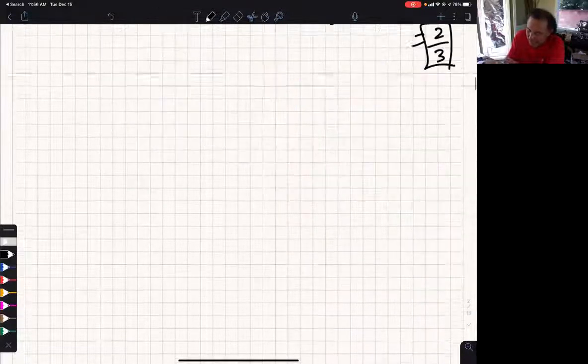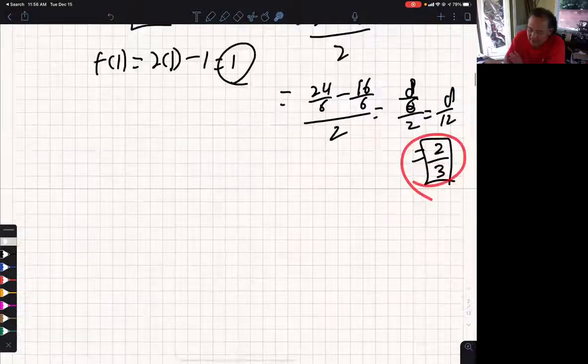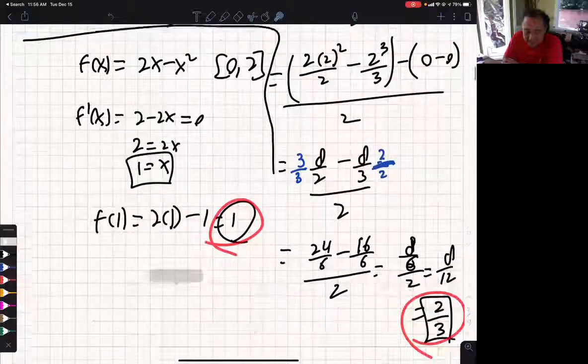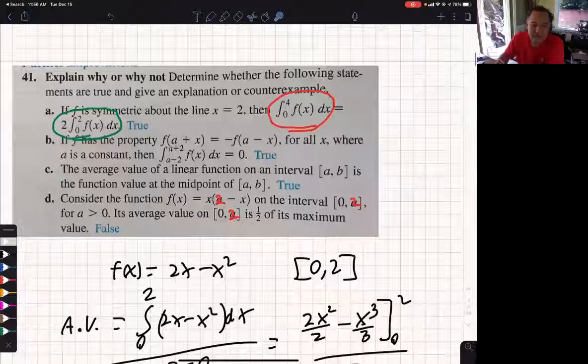Does that match this? No, it does not. Therefore, false. Liar, liar, pants on fire. That statement, part D, is not true. I am done.